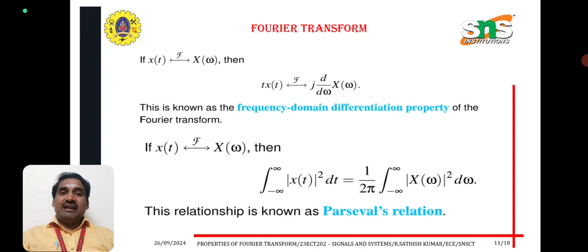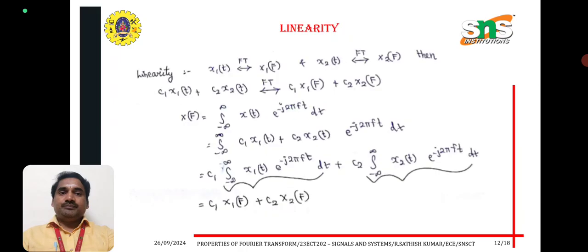Parseval's relation: x(t) Fourier transform pair with X(ω), then the integral from minus infinity to plus infinity of |x(t)|² dt is equal to 1/2π times the integral from minus infinity to plus infinity of |X(ω)|² dω.